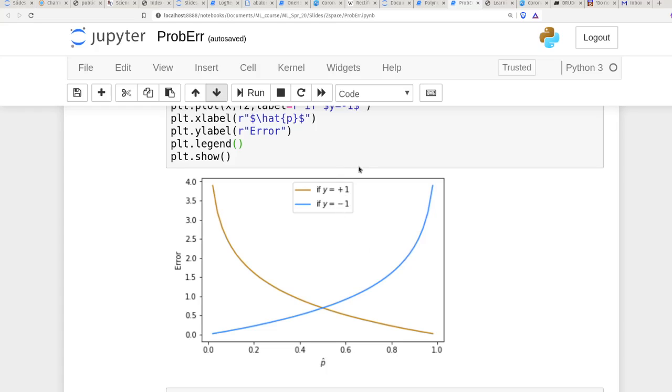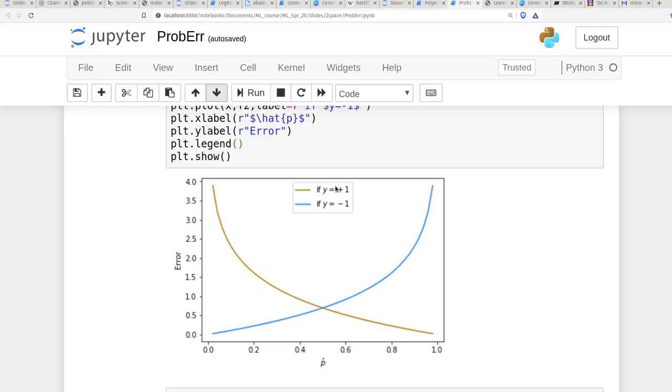So if y is equal to plus 1, then we get this curve, which in my display here looks kind of golden. And if y is equal to minus 1, then we get this blue curve. So suppose that y is equal to plus 1, and down here we have p hat. If y is equal to plus 1 and p hat is saying that the probability that it's plus 1 is 0, then we should spank p hat pretty hard, because that's a terrible disagreement.